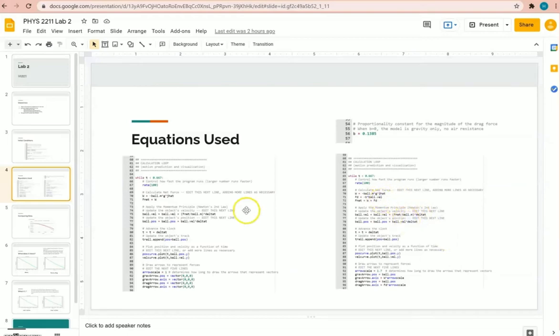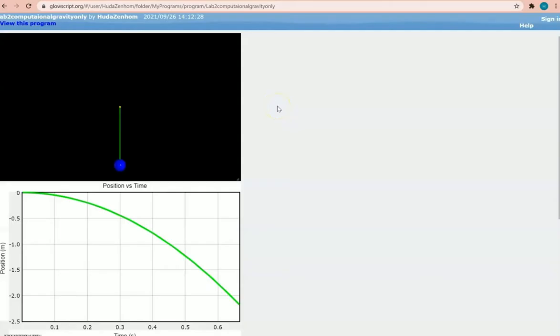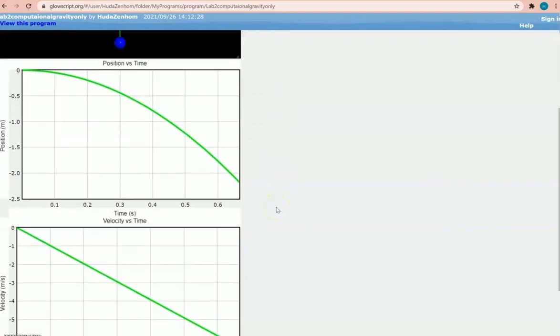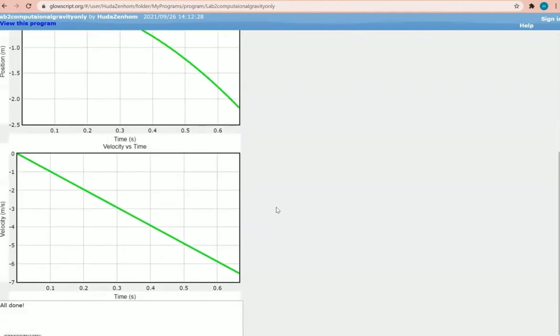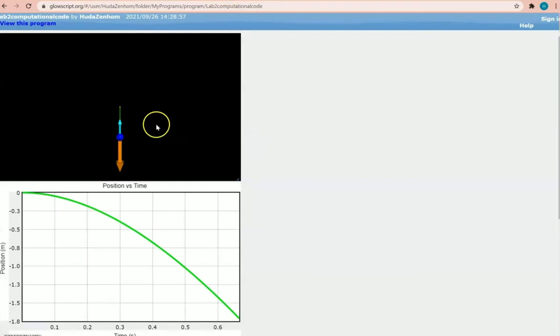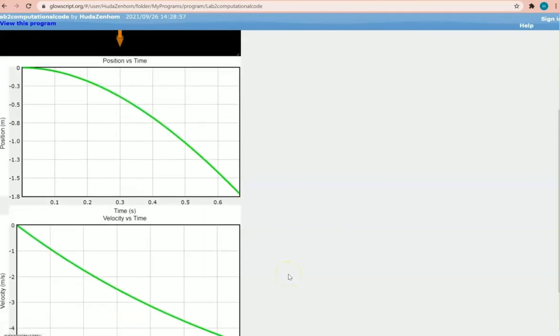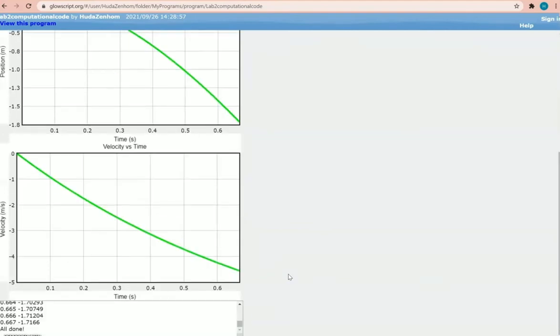When we run the gravity only model, we see that the object is moving downward, and we have a position and time graph just like in the Tracker model, which is increasing in the negative y direction, and we have velocity increasing in the negative y direction consistently. And here with the drag, we have an arrow representing the drag force, which is opposite of the gravity force. And again, we have a position time graph increasing in the negative y direction, and velocity, which is not as consistent as the first one because now we have the drag force to consider.